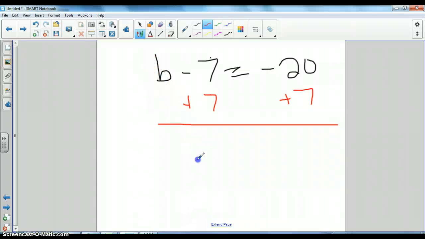Okay, bring down our b. This is negative 7 and positive 7, so those cancel out. Bring down our equal sign. Negative 20 plus positive 7.